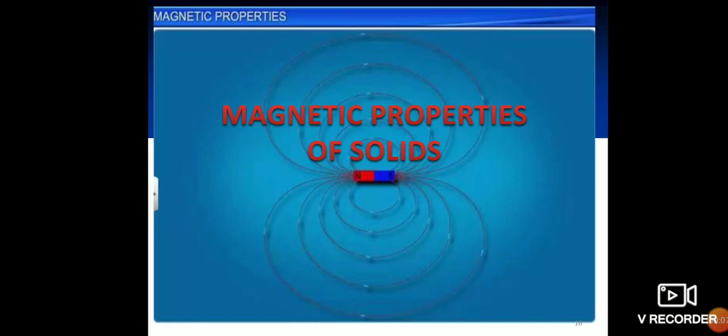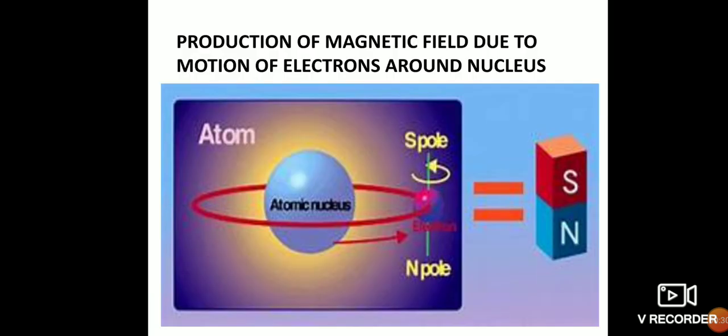It's my second part of the video, that is magnetic properties of the solids. In the first part, I have already discussed electrical properties of the solids. Now, in the magnetic properties of the solids, I am going to discuss the different types of substances or solids based on the magnetic properties. First of all, you have to know what happens when a substance is placed in a magnetic field.